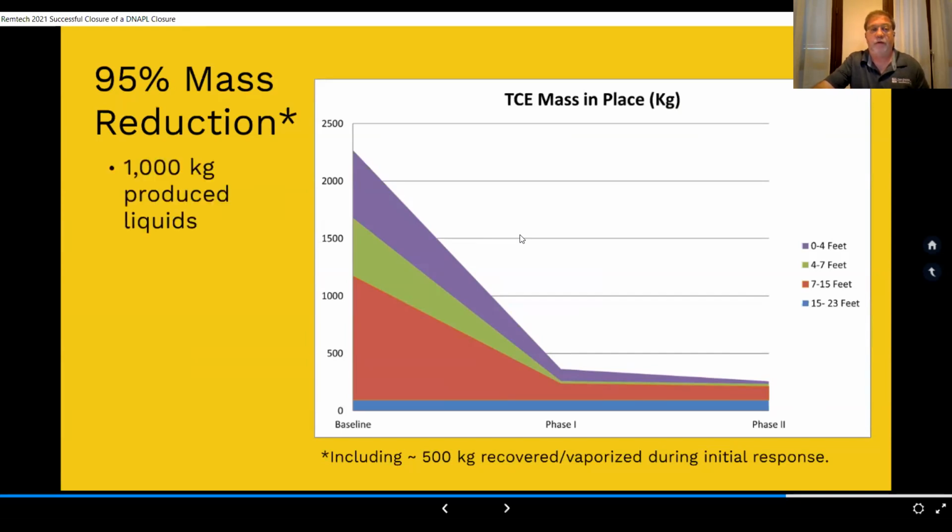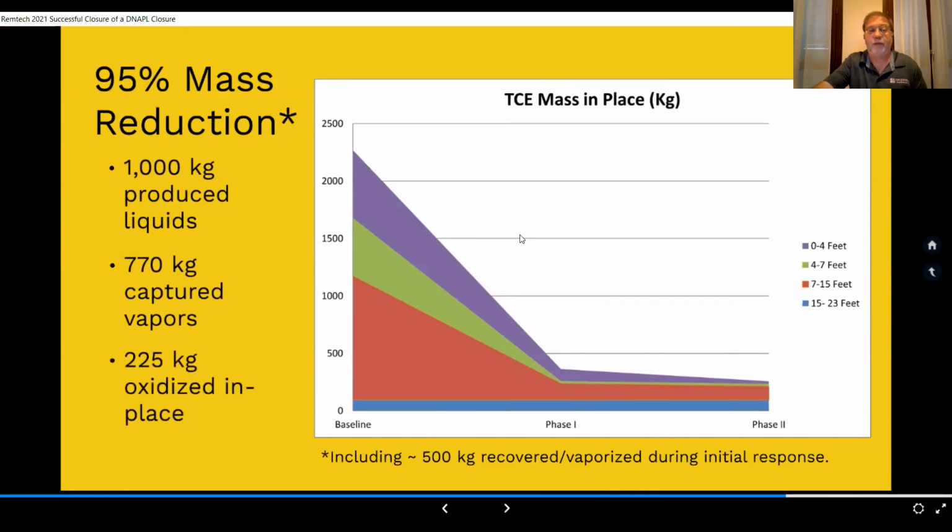Of that, 1,000 kilograms was removed through produced liquids. The soil vapor extraction was actually dual phase extraction, and we removed a lot of liquids from beneath the building. 770 kilograms were captured vapors. And then we estimated that 225 kilograms were oxidized in place.